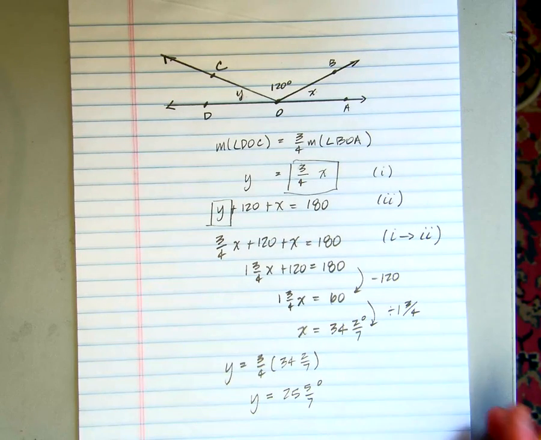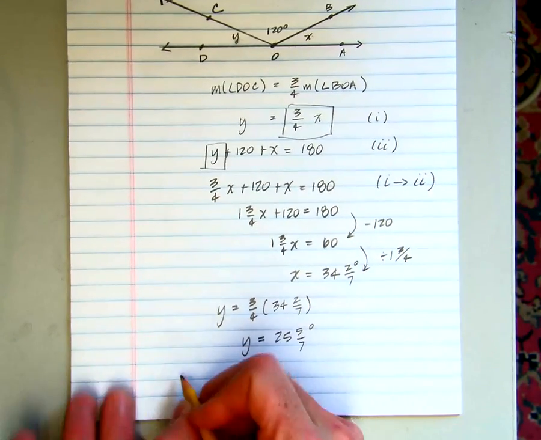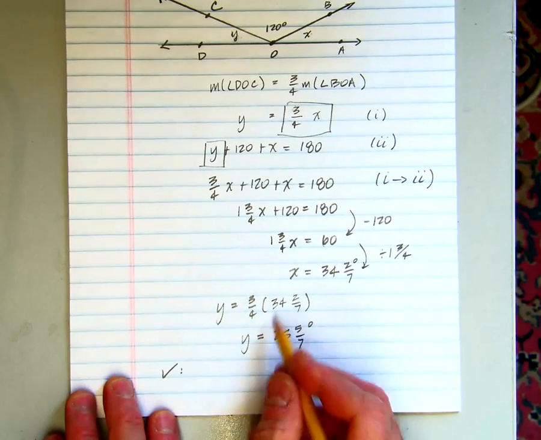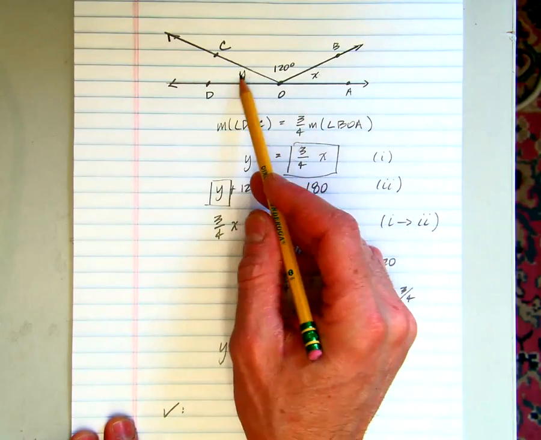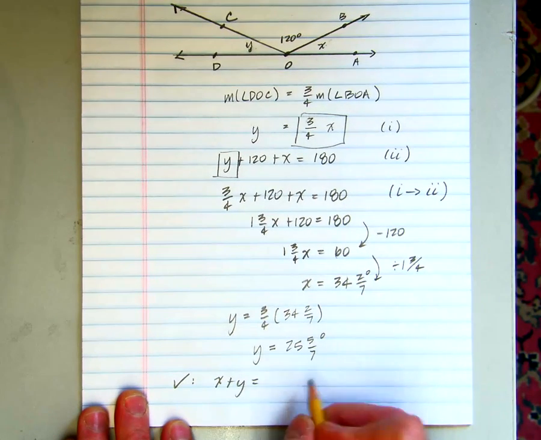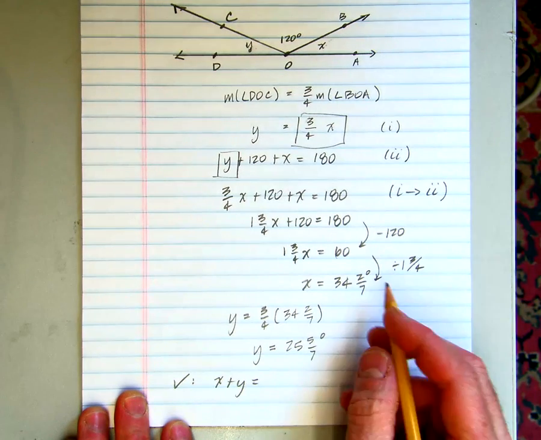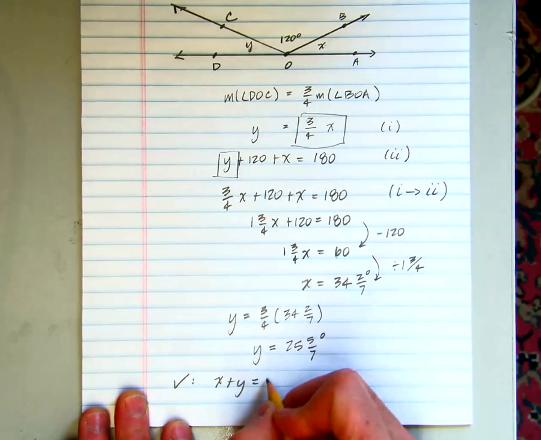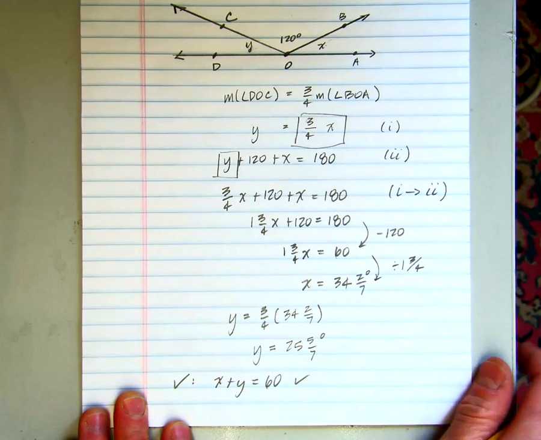And I guess a quick check would be, one way to check these values would be to check to see, well, do x and y add together to make the missing 60 degrees up here. So x plus y, is it equal to 60? And indeed, if you add 34 2/7 to 25 5/7, you get 60. And so that would be a good check to see whether or not this answer makes sense.